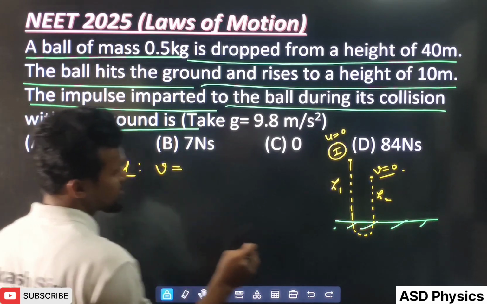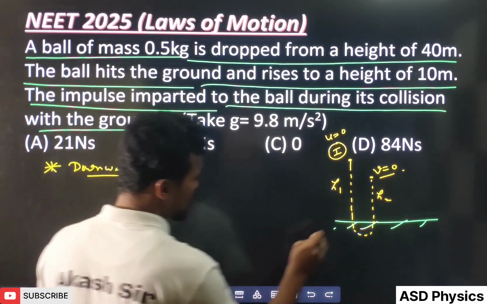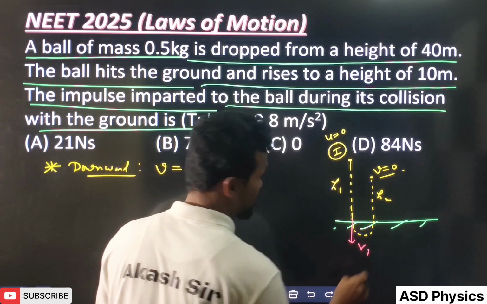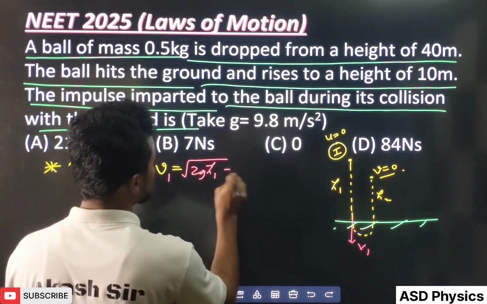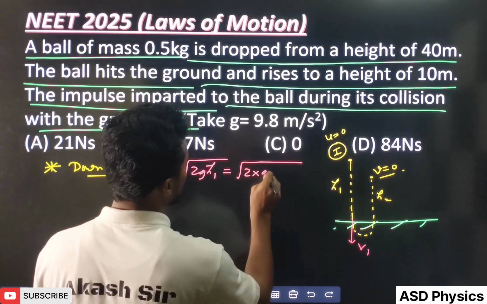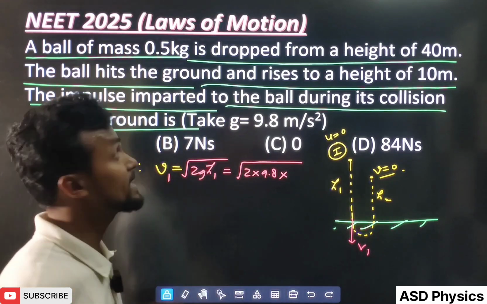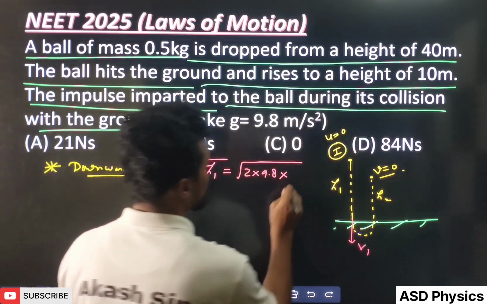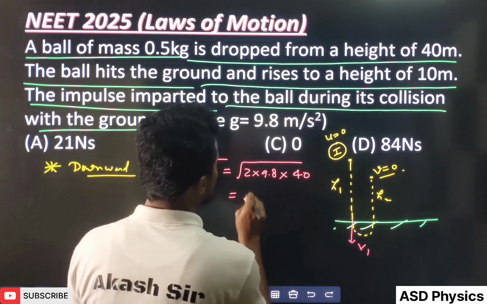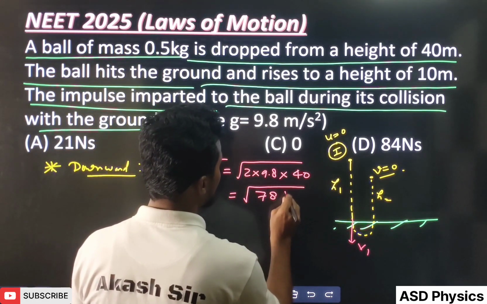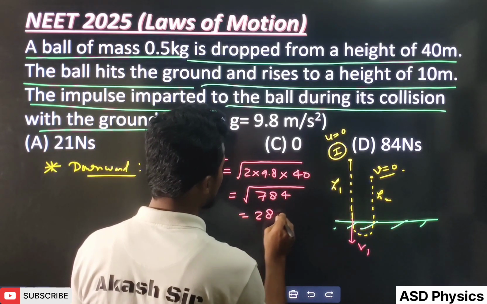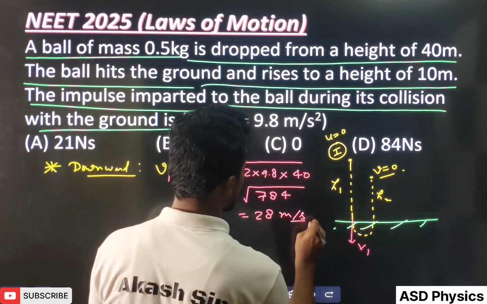for downward motion, in this situation, let's take that it will hit with velocity v1. So what will this v1 be? Remember, here it is root 2g h1. So 2 into 9.8, how much height is it falling from? From a height of 40 meter. When you simplify this, 80 into 9.8 becomes 784, and it becomes 28 meter per second.